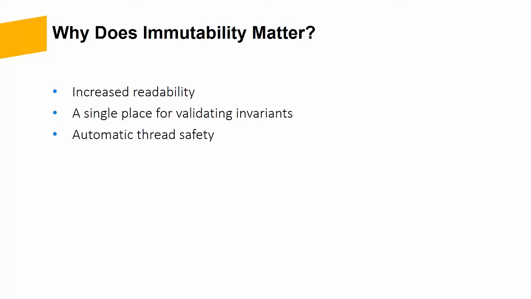And the third point is that immutability gives you automatic thread safety. And what that means is it cuts off a whole set of possible issues related to multi-threaded scenarios, possible race conditions, and so on. All right, so that's why immutability matters.